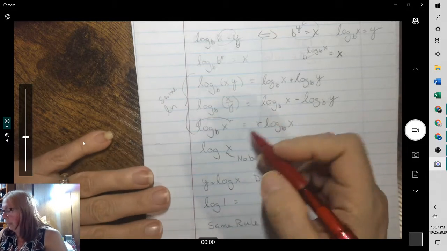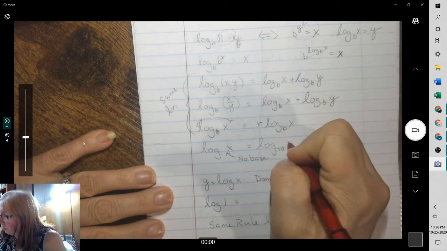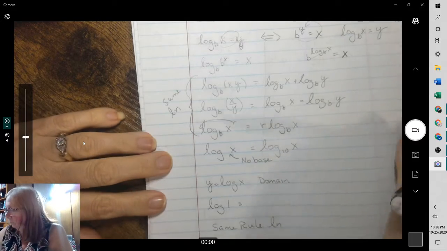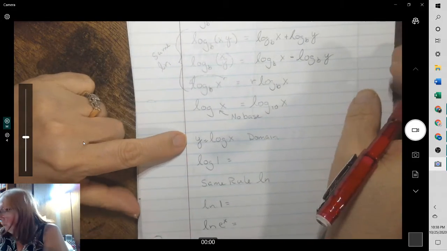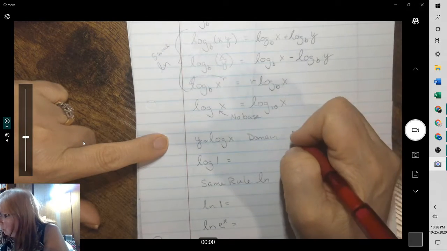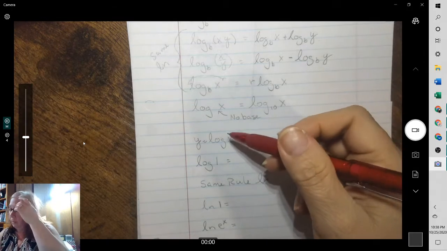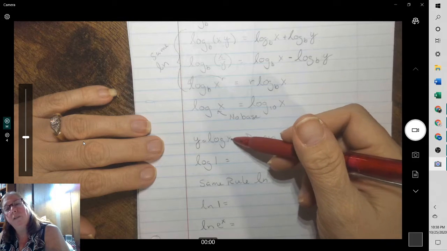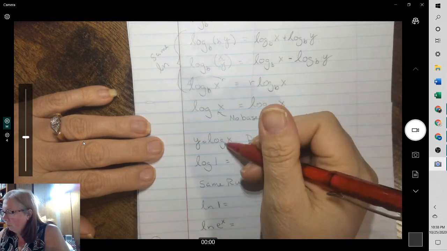When there's no base, it's base 10. Your calculator uses base 10. The domain of a log, you can never take the log of a negative number or 0, so x has to be greater than 0. So when you have things that you're solving for, you do need to double check that your answer is not 0 or negative when you plug it in.